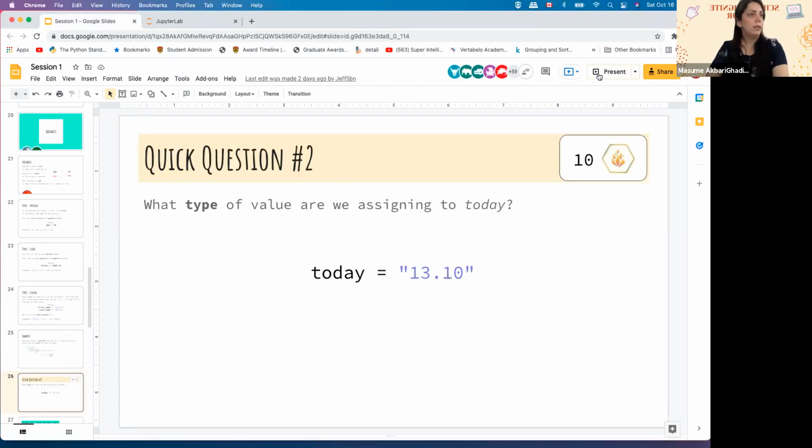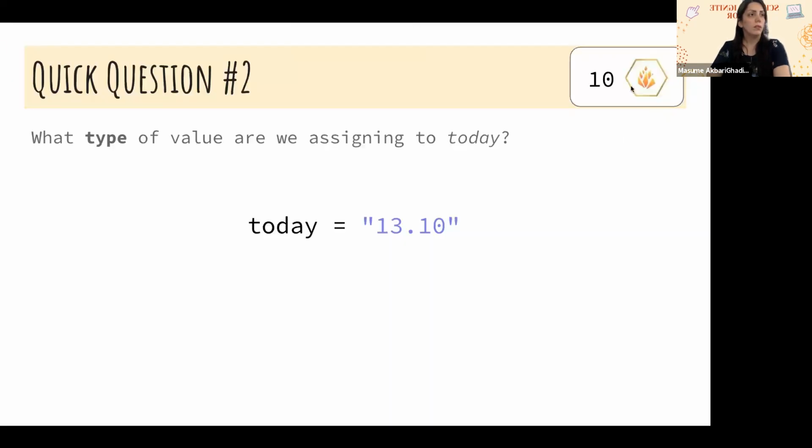Now we have our quick question number 2. It has also 10 ignite point. What type of value are we assigning to it? So what is it? We're going to have a poll again for your answers.